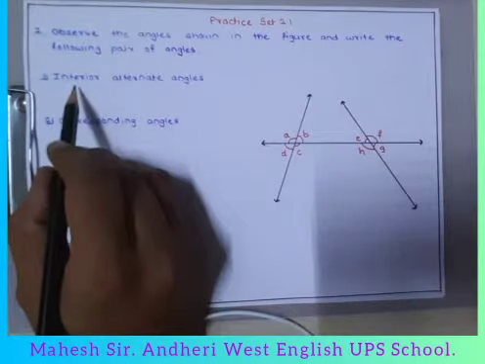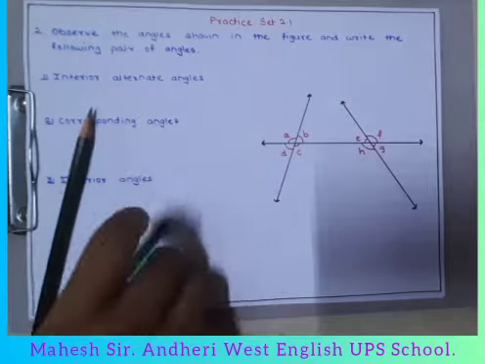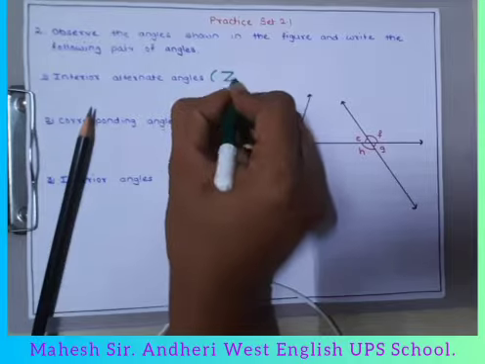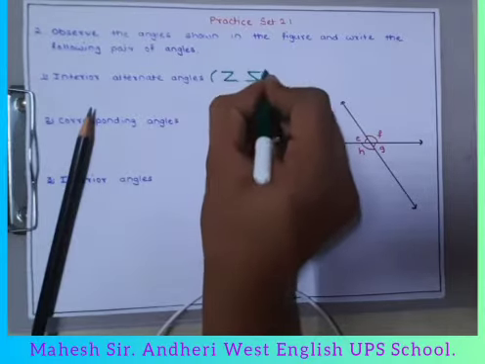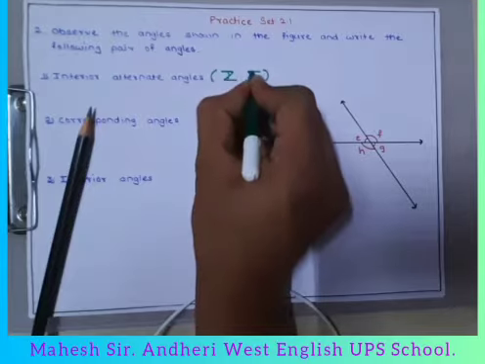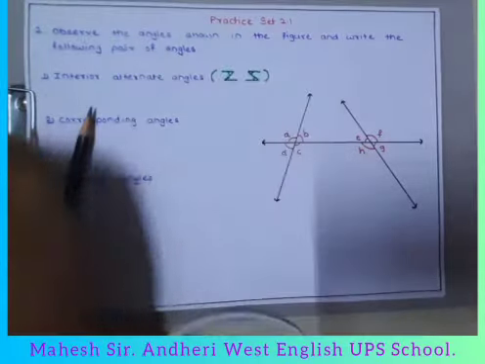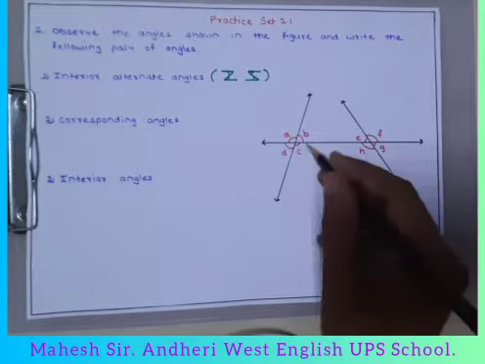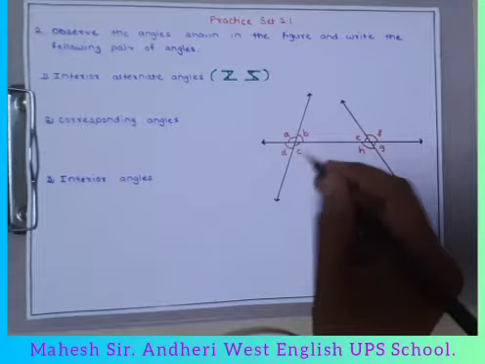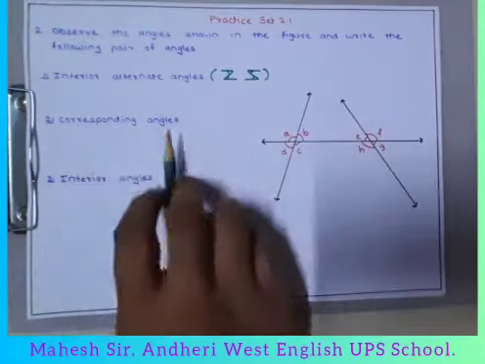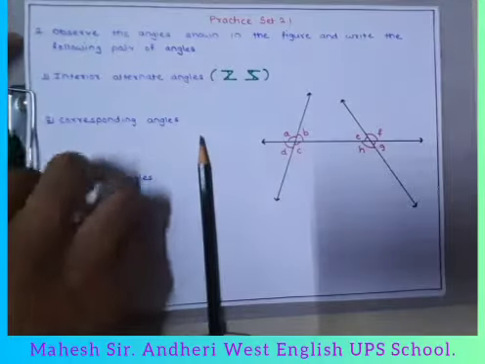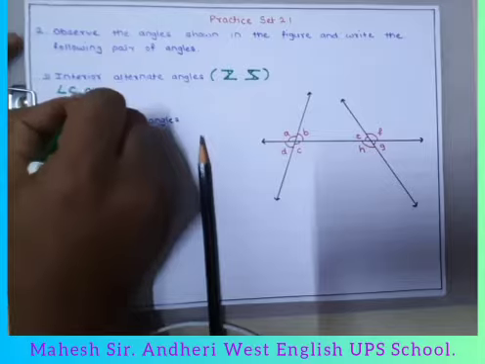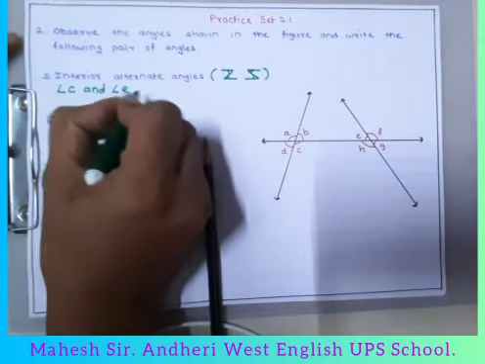So first, interior alternate angle, right? Interior alternate angle means what? It is forming either Z or opposite Z, right? So these angles are called interior alternate angles. First we will see where the Z is forming. The Z is forming like this, right? So angle C and angle E will be our interior alternate angle. So we will write that angle C and angle E, right?